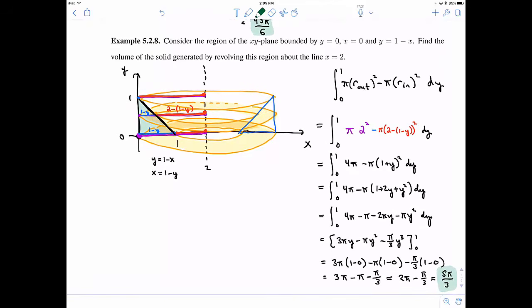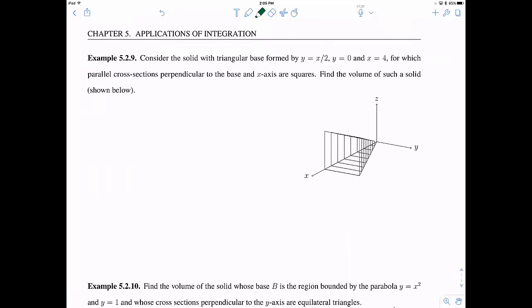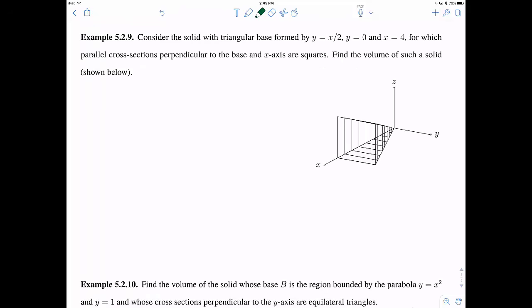Okay, now we want to move on to a new topic, and that new topic is, what about volumes that aren't solids of revolution? So in this case, we have a solid from a triangular base formed from y equals x over 2, y equals 0, and x equals 4, and we have parallel cross sections perpendicular to the base and the x-axis, which are squares. And I want to find the volume of such a solid. So we see I have a nice picture given to you. It kind of makes a nice solid here.